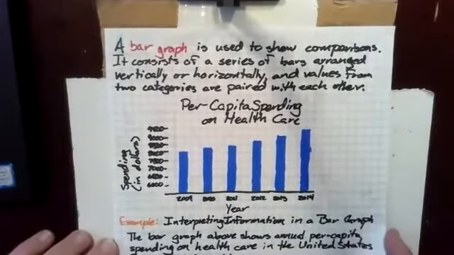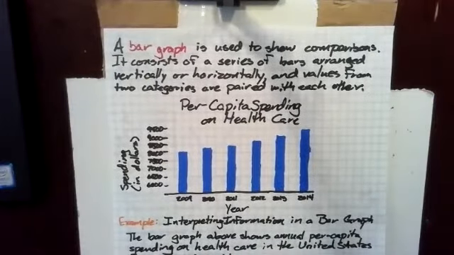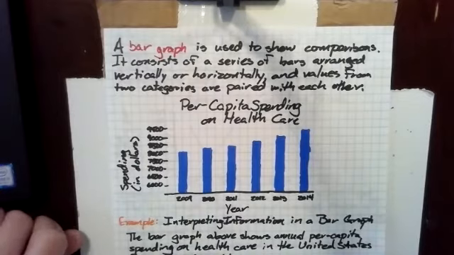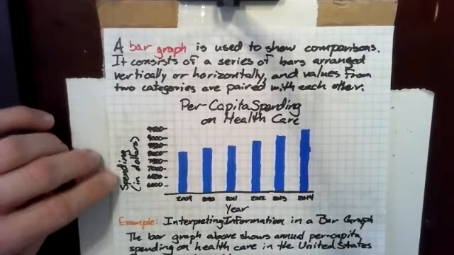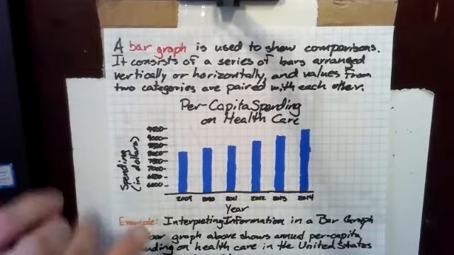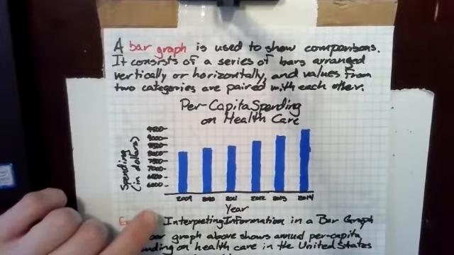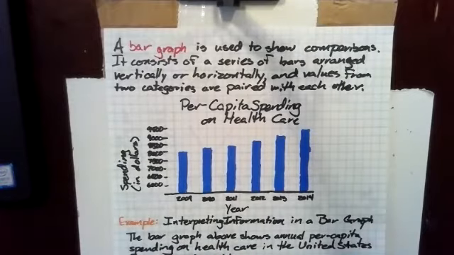Next, we'll look at a bar graph. It's used to show comparisons and consists of a series of bars arranged vertically or horizontally, and values from two categories are paired with each other. Here we have per capita spending on healthcare. The vertical axis has spending in dollars, while the horizontal axis has years from 2009 to 2014.